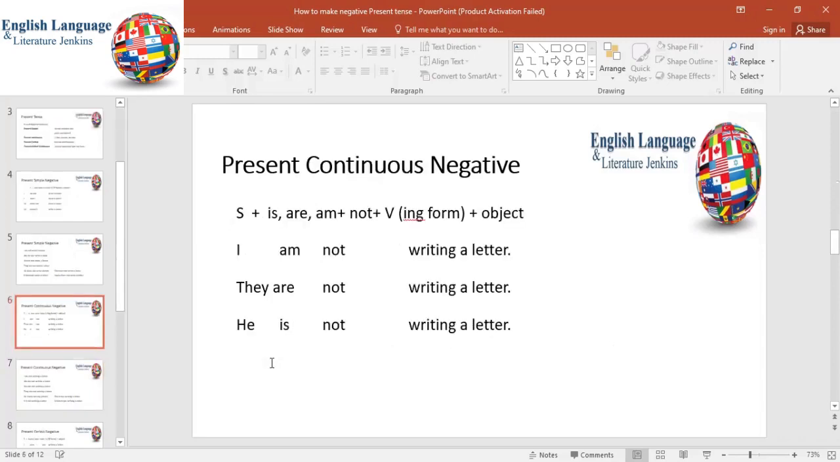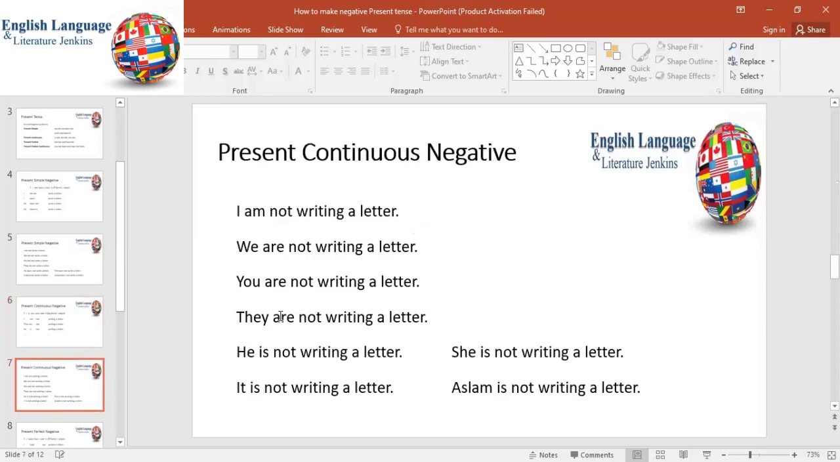Present continuous tense, negative of present continuous. Helping verbs are is, are, am plus not, verb ing form. I am not writing a letter. They are not writing a letter. He is not writing a letter. These are the examples of present continuous negative.